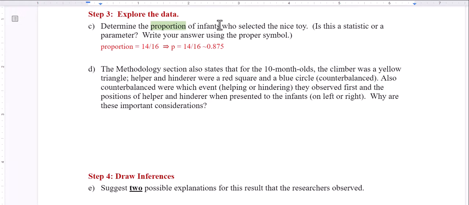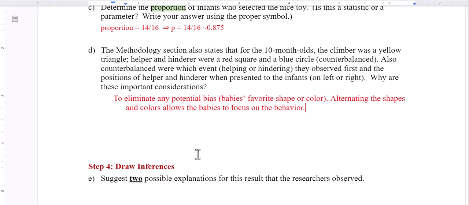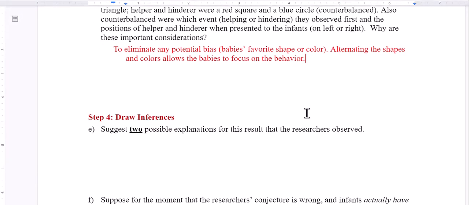Alternating the shapes and colors could be helpful to eliminate any potential bias, right? Like if the babies have a favorite color or a favorite shape, a shape that they work with at home and it's easy for them, or things around the room, right? If they have a particular color of the room that makes them feel comfortable. So if their room is yellow or green, they might be drawn to that color. So alternating the colors removes any of that potential bias. So let me put that in there. To eliminate any potential bias, favorite color, shape.